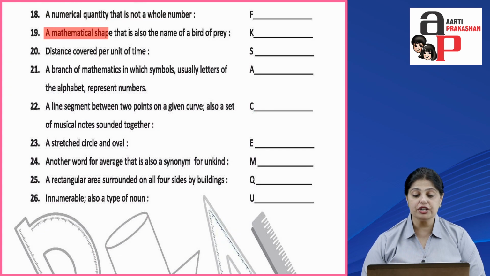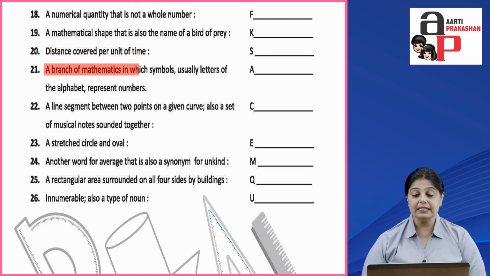Next, a mathematical shape that is also the name of a bird of prey. What is it? It's the shape of a kite. Okay. It is like the shape of a kite. You know, see, it's a mathematical shape. Distance covered per unit of time. It is known as speed.